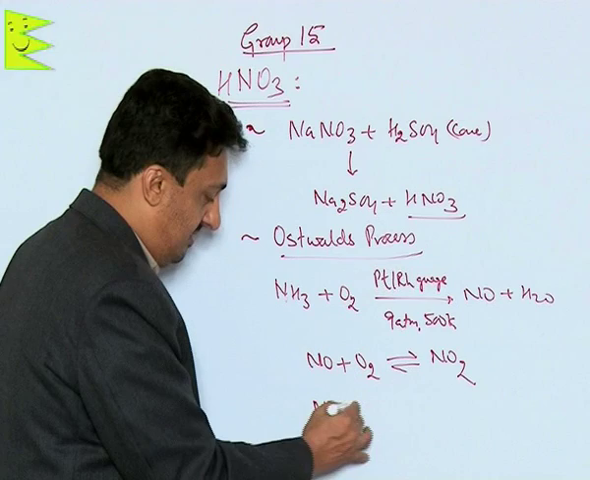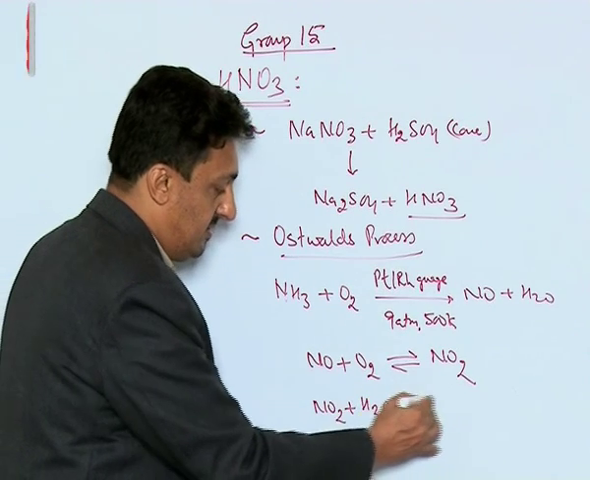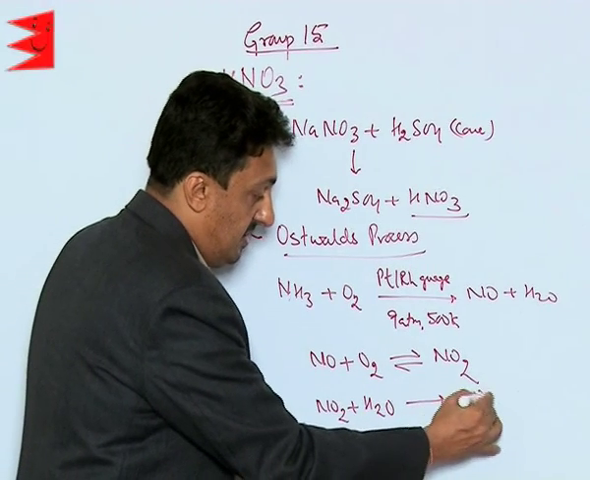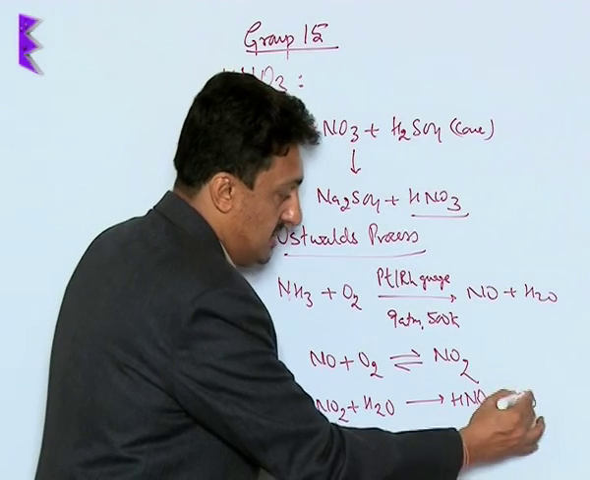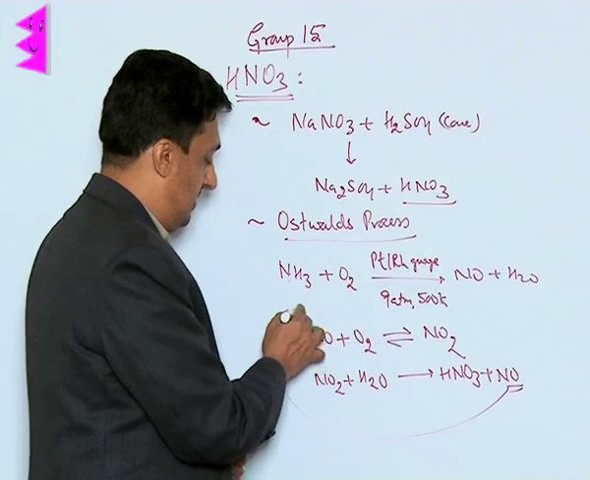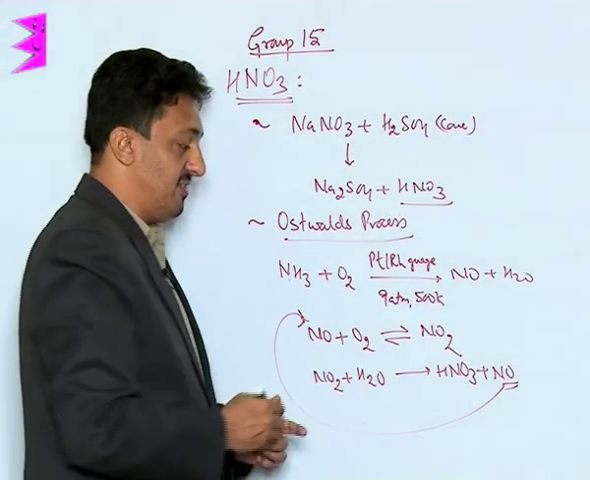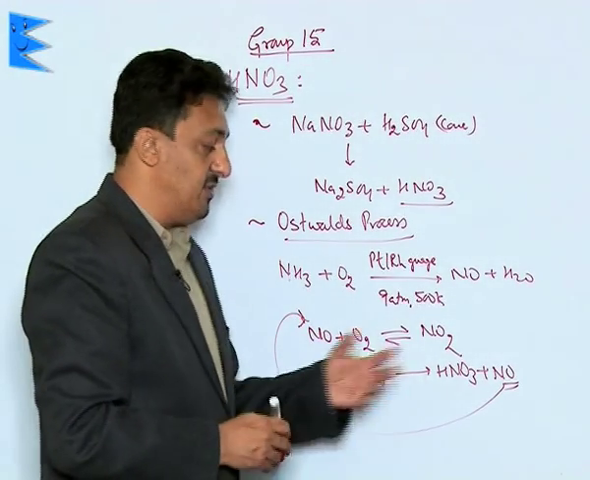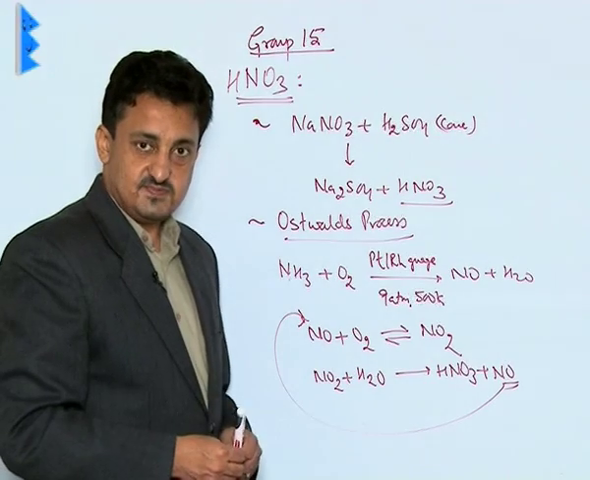This NO2 is then passed through water, which gives nitric acid and a small amount of NO, which is actually recycled back to combine with further oxygen to form NO2, and this is how we obtain nitric acid.